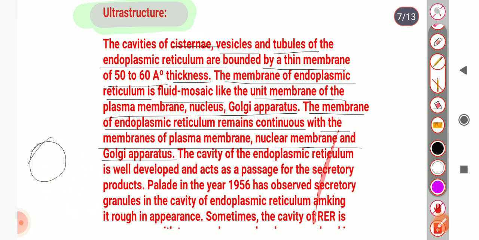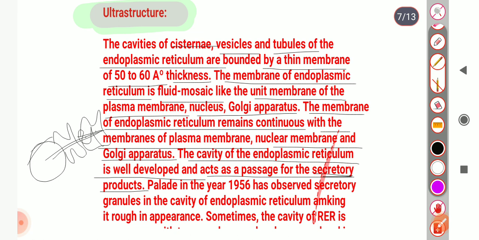These are the nucleus, and the endoplasmic reticulum is attached, and the Golgi body is also attached. So this is a continuous structure. You can see that it is a continuous structure. The cavity of the endoplasmic reticulum is well developed and acts as a passage for the secretory product. Means the endoplasmic reticulum's cavity is well developed and works as a passage for secretory product.